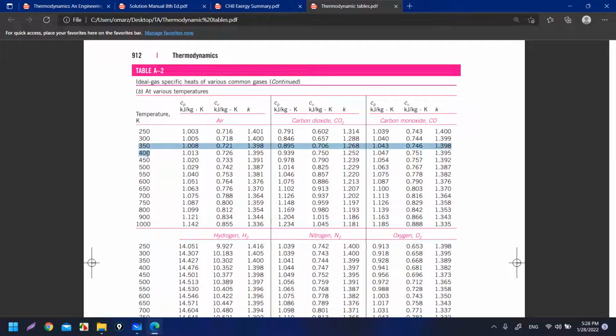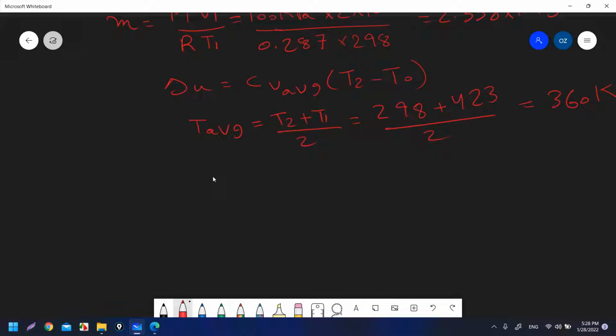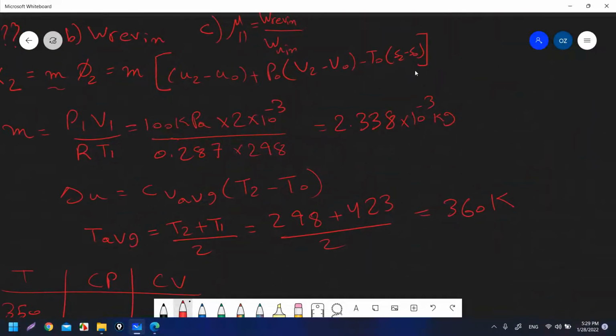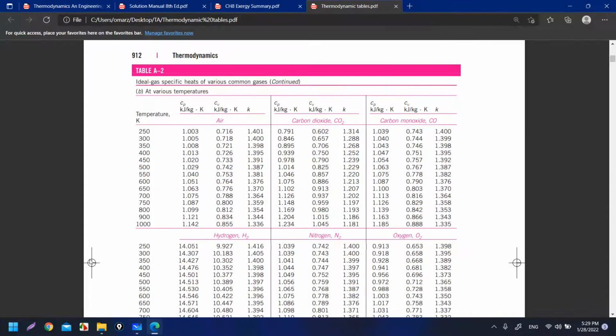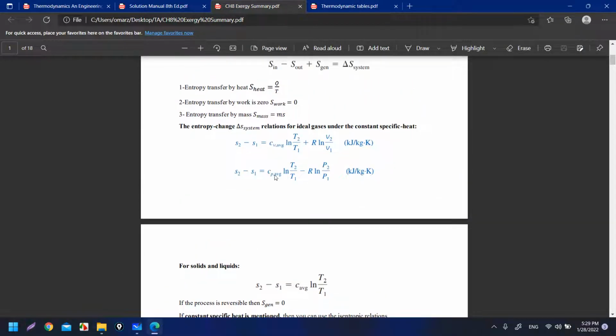360 Kelvin is not here, so you have to make an interpolation between 350 and 400, and 360 will be between them. So let's make a table for interpolation. Temperature 350, my average temperature 360, and 400. And here we will put Cp and Cv. Why do I put Cp? Because I will need it later, inshallah, when we want to find the entropy change. For the entropy change, we decided it will be a constant specific heat, and we use this equation.